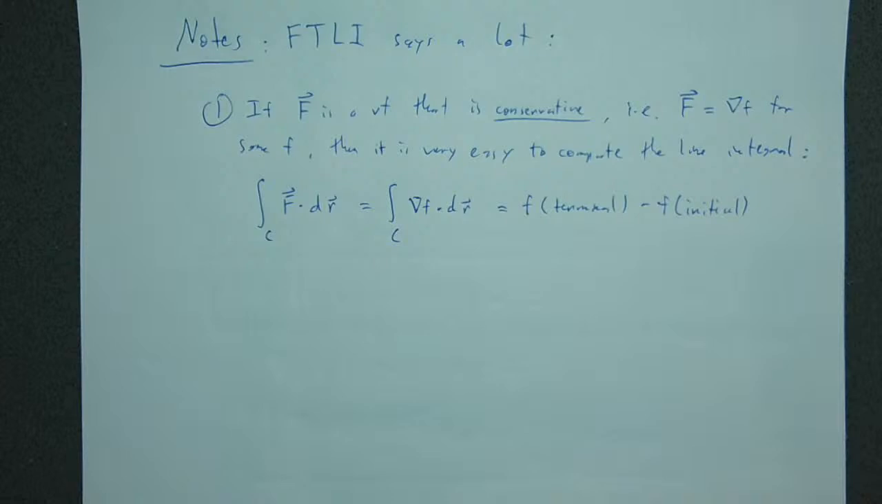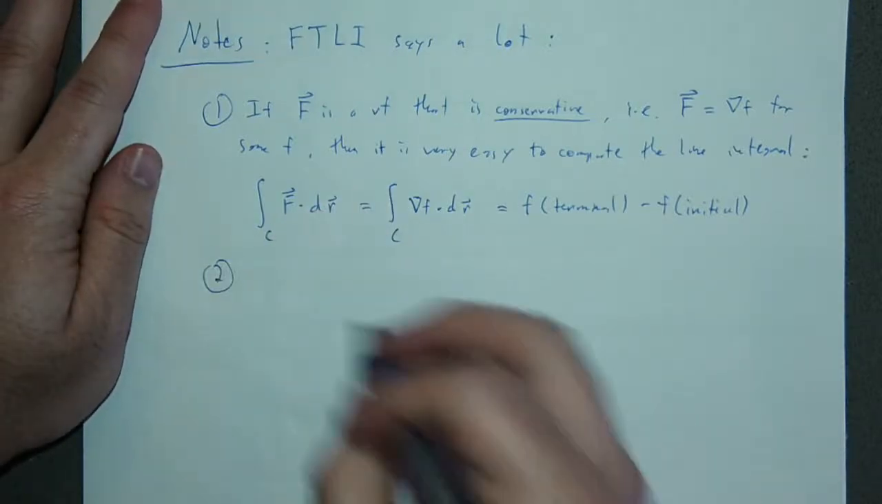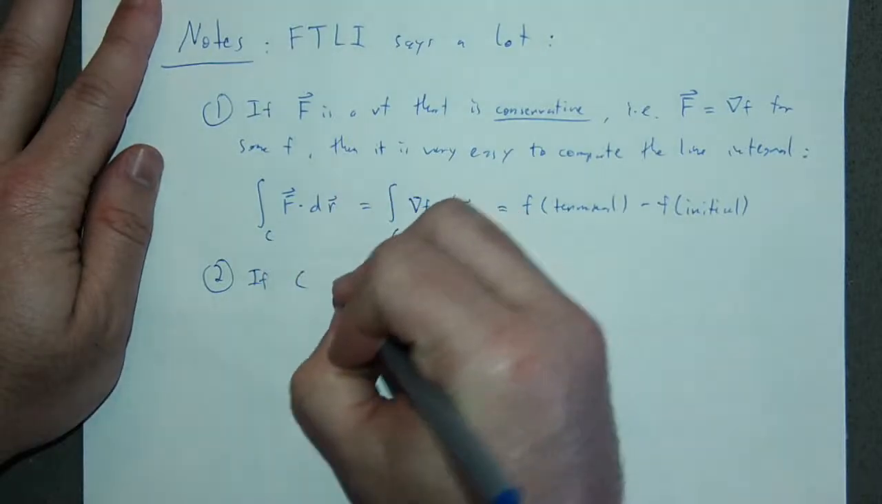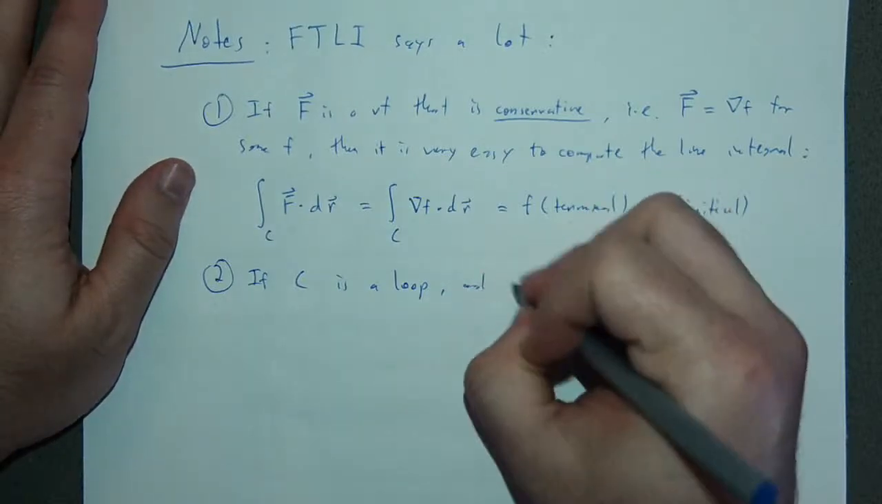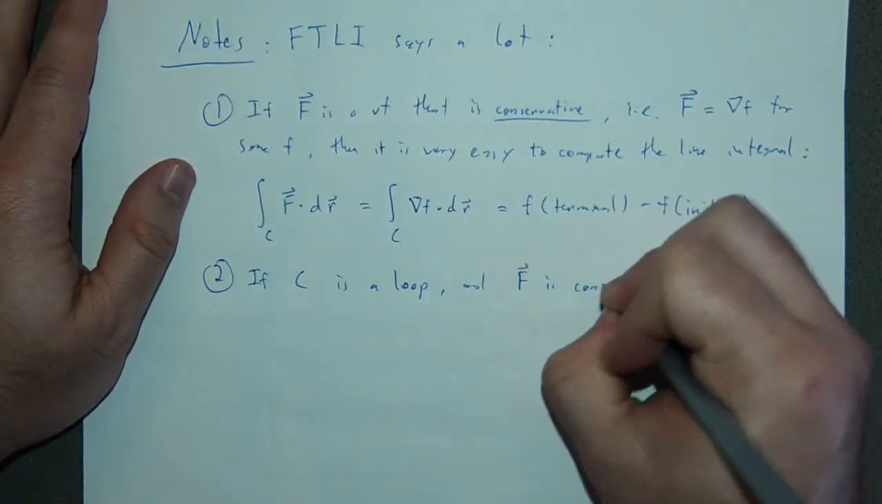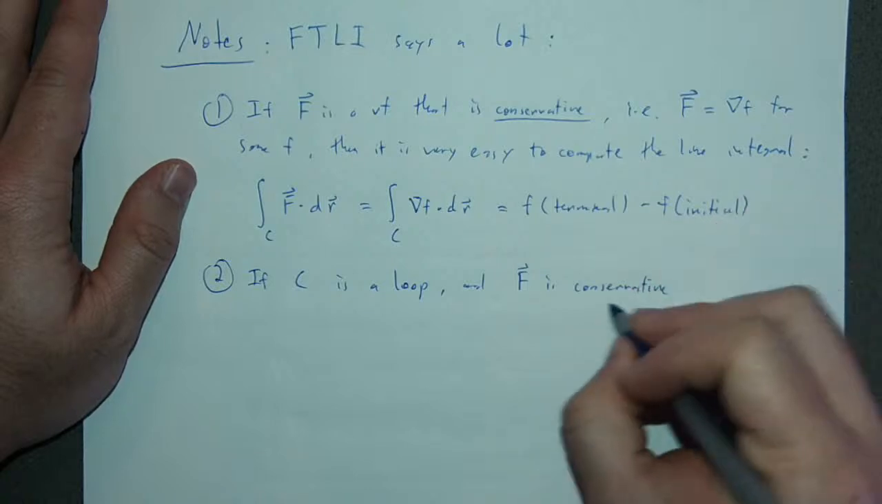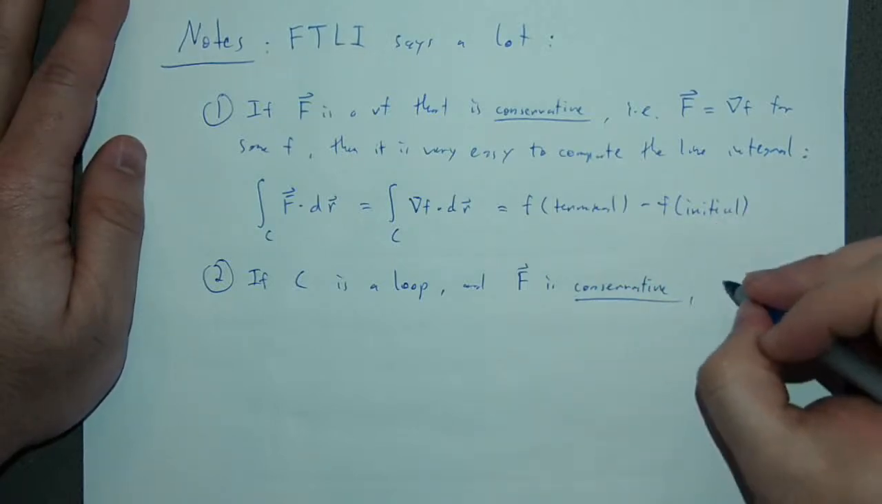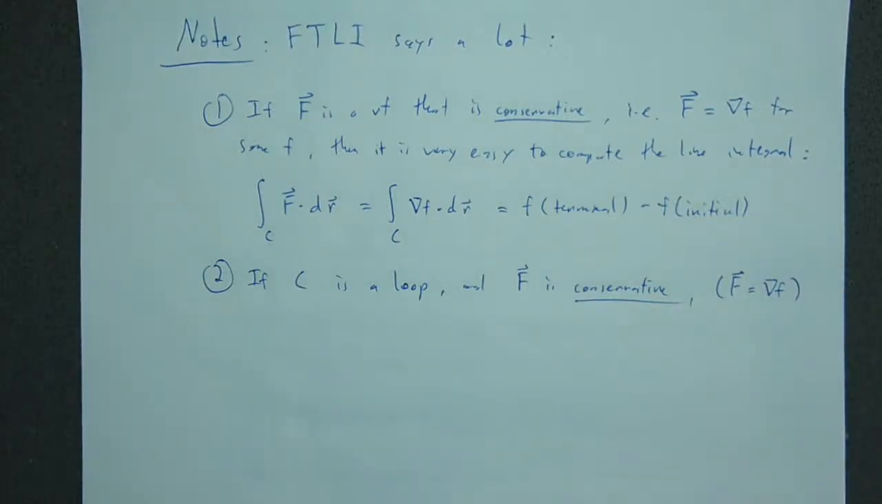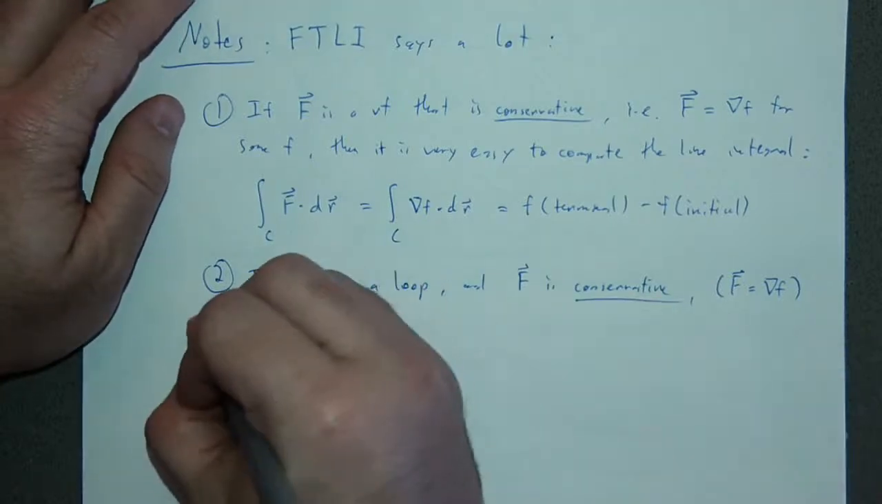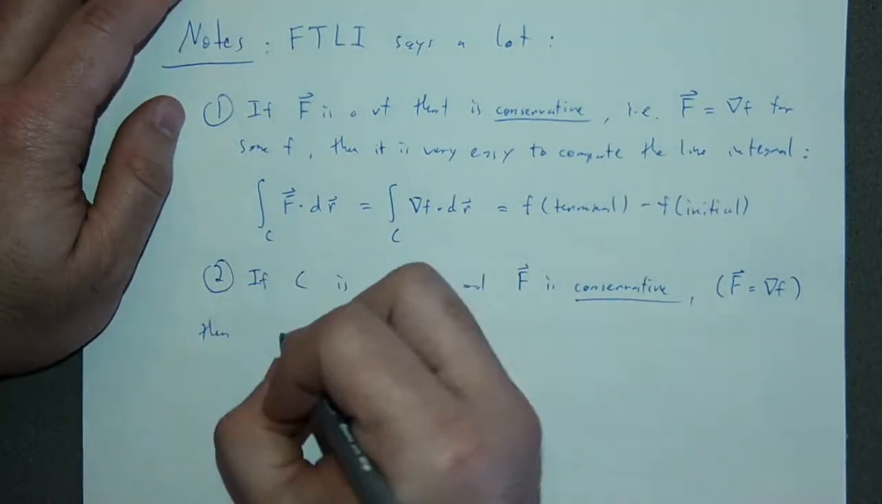So a lot of conceptual stuff is going on here. What about if C is a loop? So if C is a loop and F is conservative, I'm not always going to say that. Sometimes I'm just going to say F is the gradient of some little f. Then what do I know?